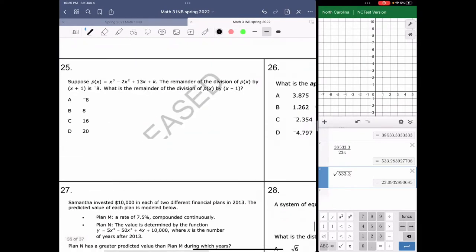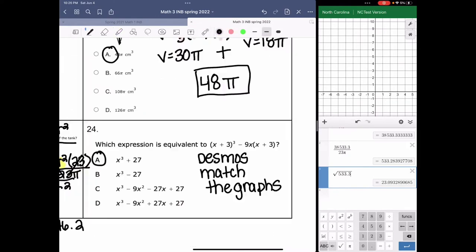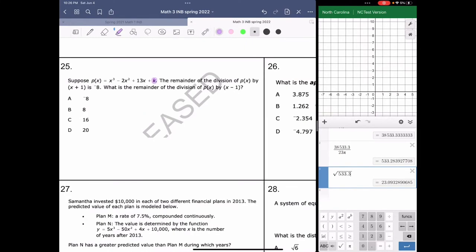All right, so for number 25, it says, suppose we have this polynomial. Now, the key to this polynomial is we're missing the constant, which they labeled as K. It says the remainder of the division, if we divide it by x plus 1, is negative 8. What is the remainder of the division if they divide it by x minus 1? So this is a two-step. The first thing we got to do is figure out what K is. Once we can figure out K, then we divide it by this polynomial.